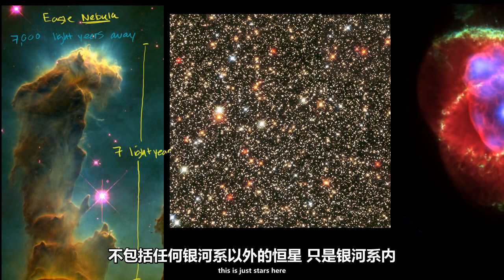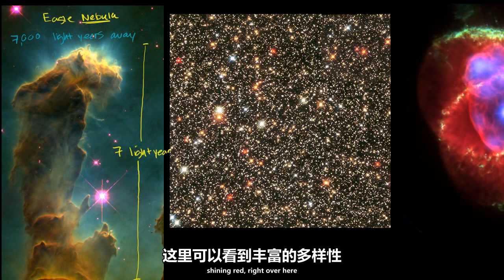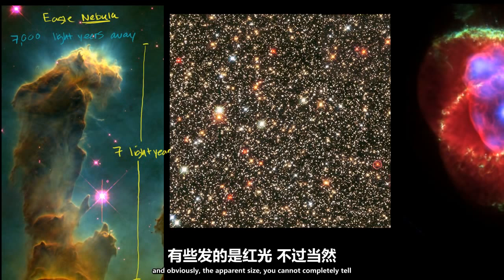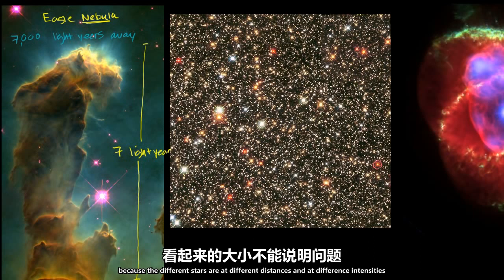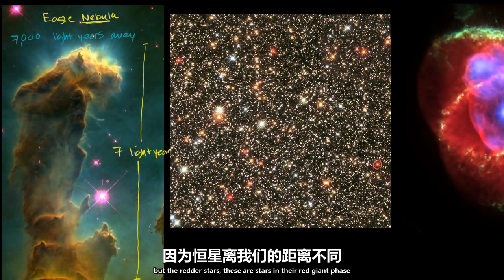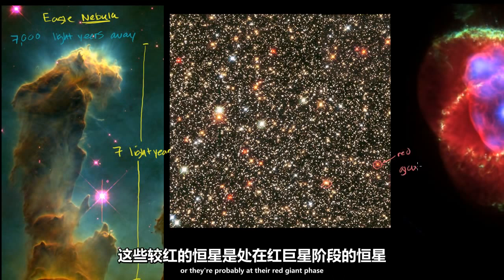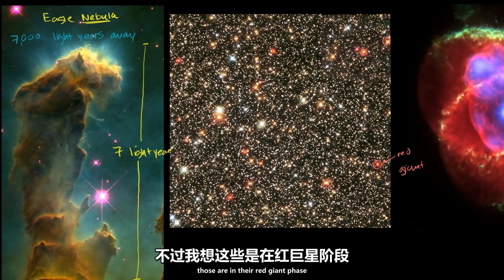This is just stars here. But what's neat here is you see a huge variety. You see some stars that are shining red right over here. And obviously, the apparent size, you cannot completely tell because the stars are at different distances and at different intensities. But the redder stars, these are stars at their red giant phase. Or they're probably at their red giant phase. I haven't done specific research on these stars, but that's what we suspect. Those are at the red giant phase.